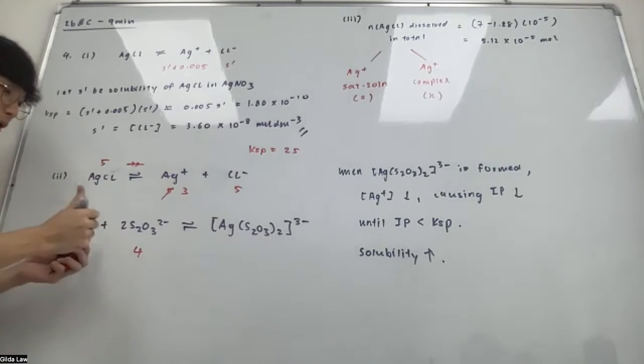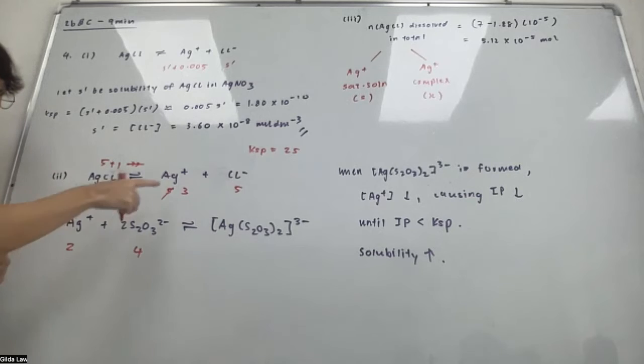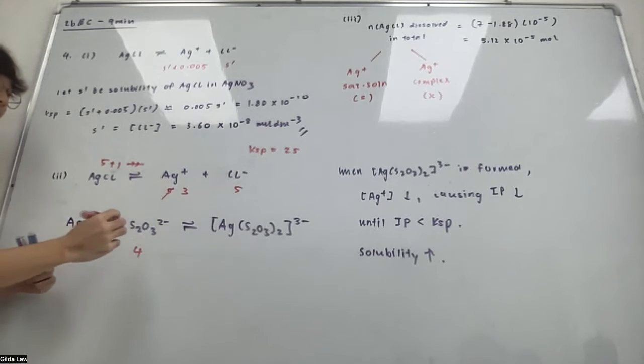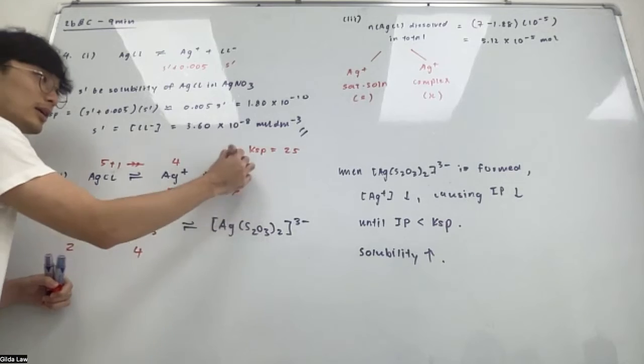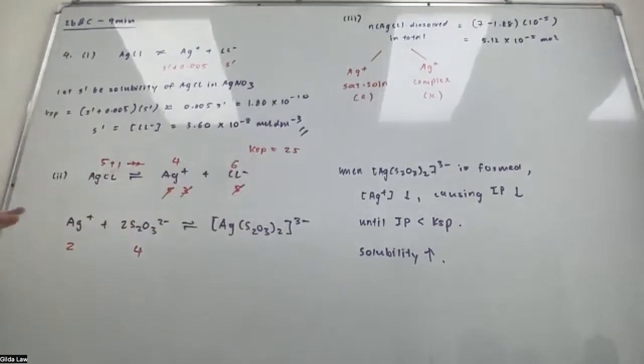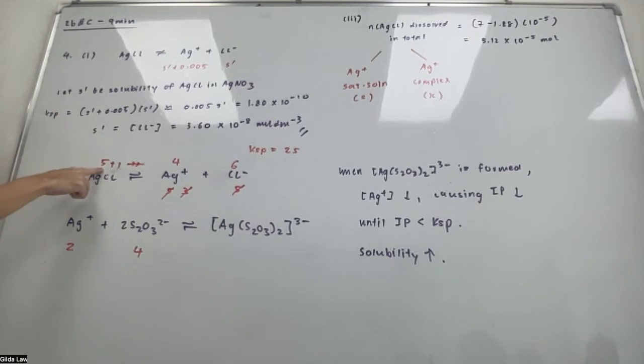So instead, I'm only going to dissociate 1 more AgCl. So how much Ag plus is there now? 4. How many Cl minus is there now? 6. 4 times 6 is pretty much 25. Can you see that? So what's going to happen? There's 5 AgCl dissolved at the start, and 1 additional AgCl that is dissolved also because of this complex. So can you see what's happening here?